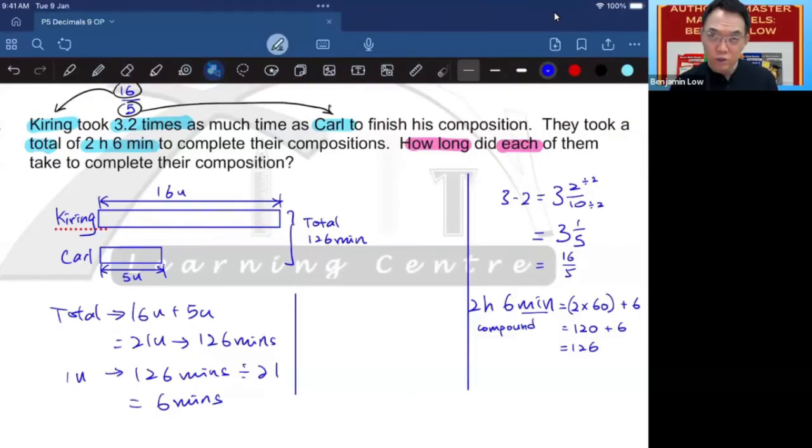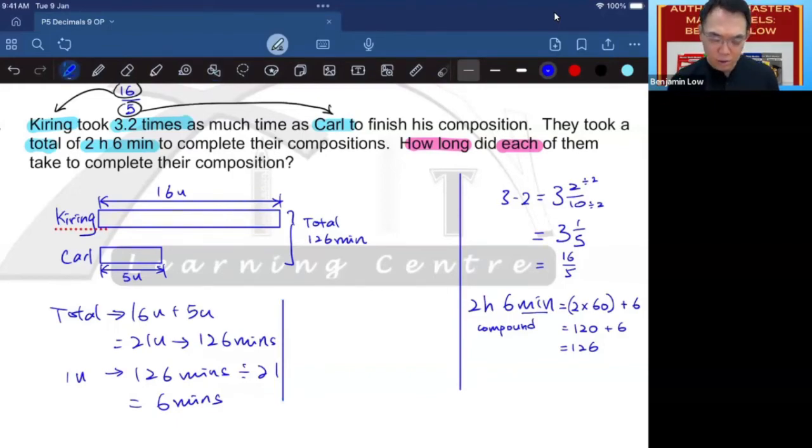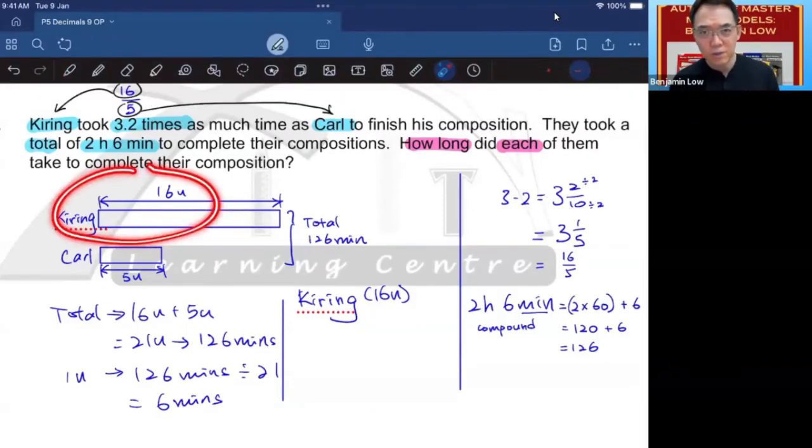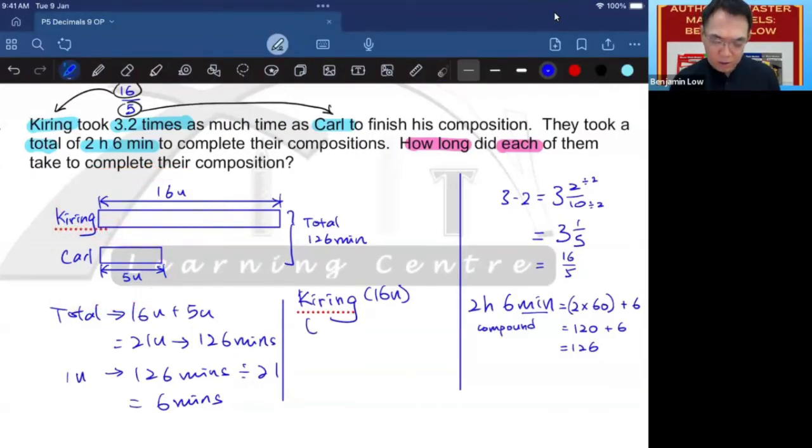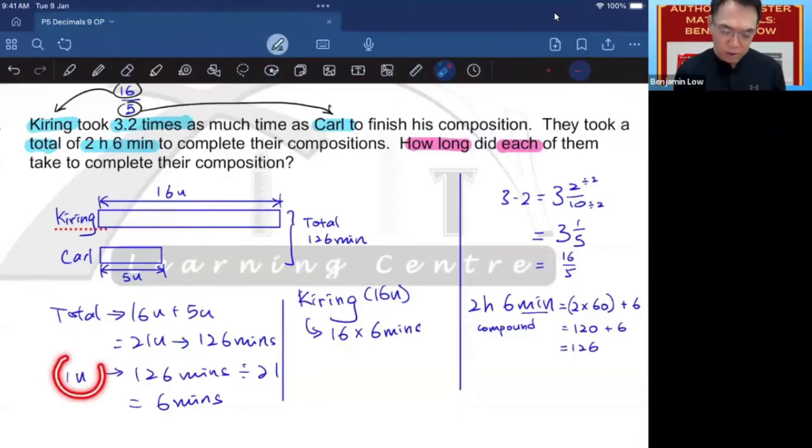Okay, now if you're here and watching, it means that you have already done it, you have solved it, and this is how it goes. So Kiring has got 16 units. Okay, you can see here that Kiring has got 16 units. So we're going to find Kiring, and later we're going to find Carl, who has 5 units. So to find 16 units would be to take 16 times 6 minutes, because 1 unit is 6 minutes.